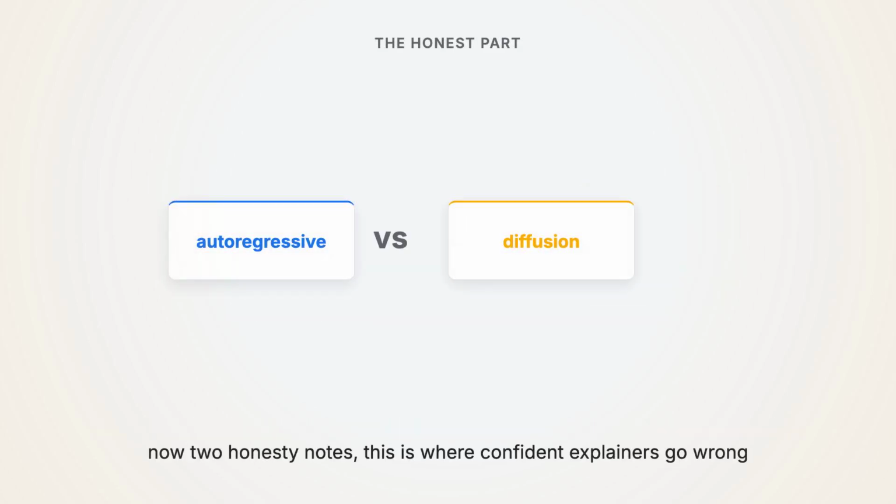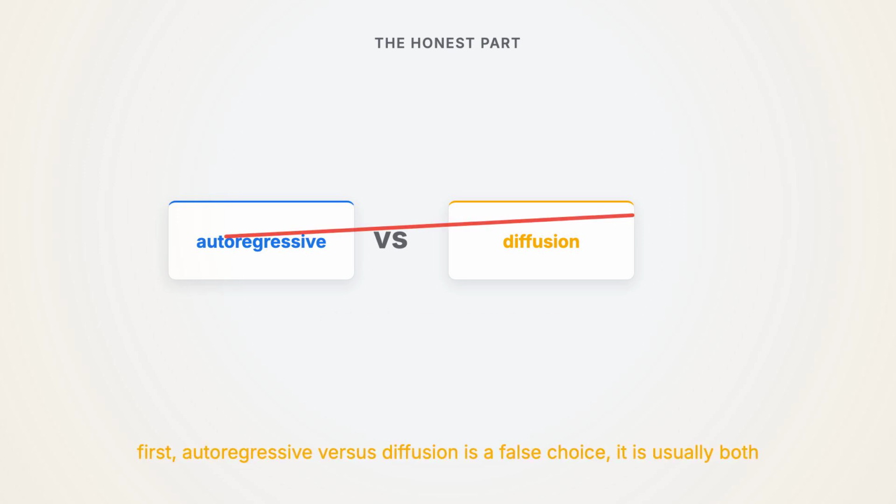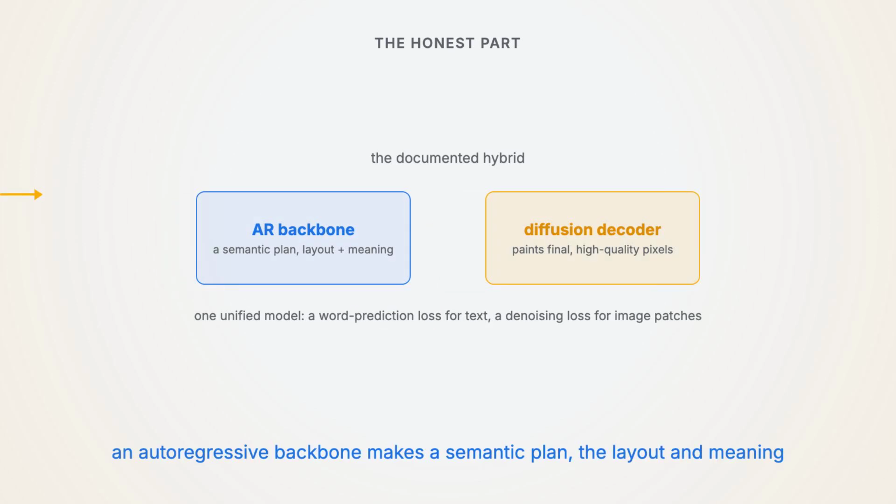Now two crucial honesty notes, because this is where confident explainers go wrong. First, autoregressive versus diffusion is a false choice. The documented pattern in frontier systems is usually both together. An autoregressive backbone produces a kind of semantic plan, the layout and meaning, and then a diffusion decoder paints that plan into final, high-quality pixels.